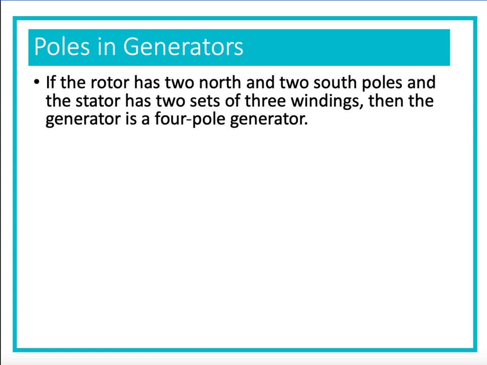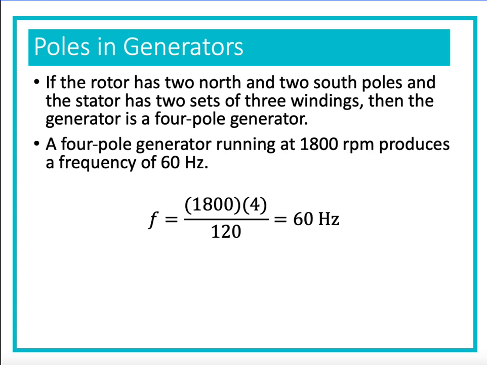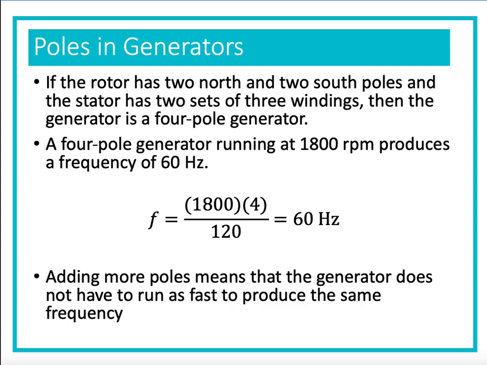Then if we change it and have two sets of three windings in the four-pole generator, you can see that you only run half as much. So that's always a good thing. There is a trade-off with expense and all that, but adding poles generally makes it a little bit easier to generate the frequency that you want.